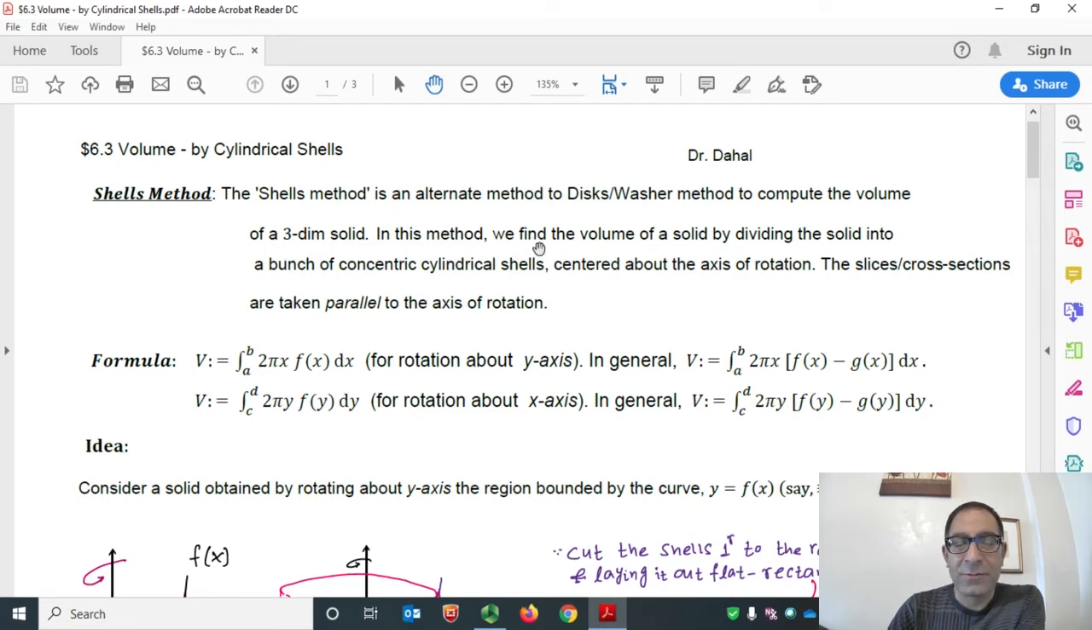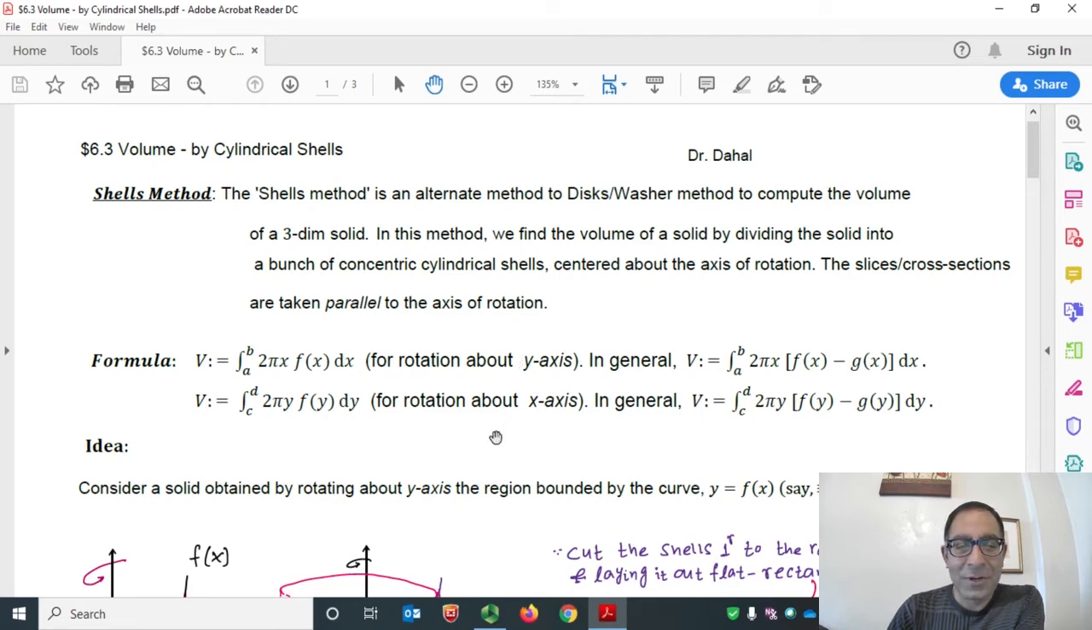In this method, we find the volume of a solid by dividing the solid into a bunch of concentric cylindrical cells centered about the axis of rotation. The cross sections are taken parallel to the axis of rotation. Keep in mind, in the disk and washer methods, our cross sections are perpendicular to the axis of rotation.